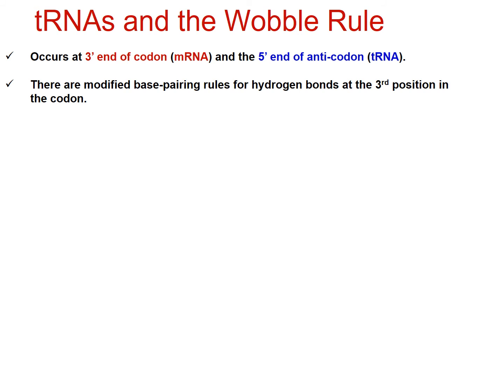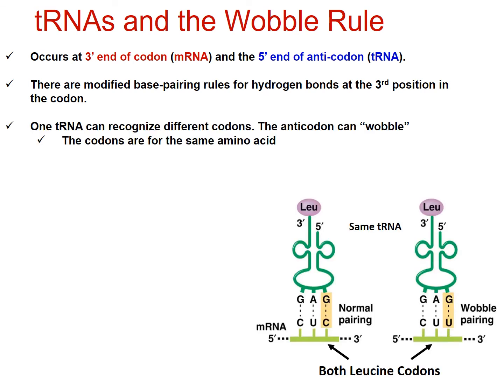All right, so the wobble occurs, like I mentioned, at the 3' end of the codon in the mRNA, and at the 5' end of the anticodon. It's just modified base pairing rules for hydrogen bonding at the third position of the codon. The result of this is that one tRNA can recognize different codons. The anticodon can wobble so that it can recognize different codons, but the codons are going to be for the same amino acid.